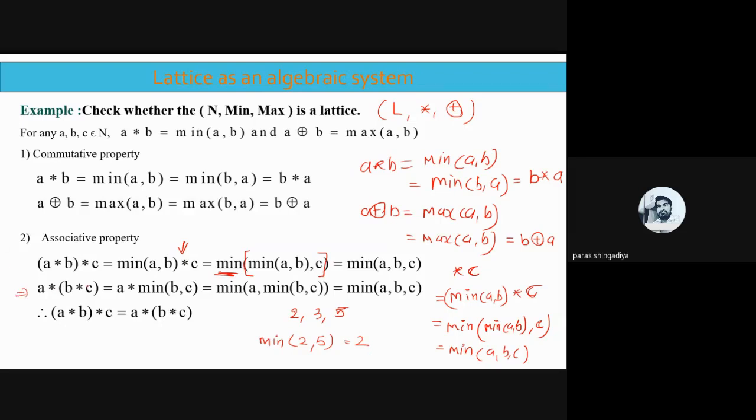A star (B star C). So what does it mean? B star C पहले solve करो. That is the minimum of B comma C. And now remove the star. So apply the minimum here with A, the first element, and the second element will be the minimum of B comma C. Clear? So now let us check this one. इसका आंसर हमें क्या मिलता है? ठीक है. So here it is 2. That is the answer of one side.